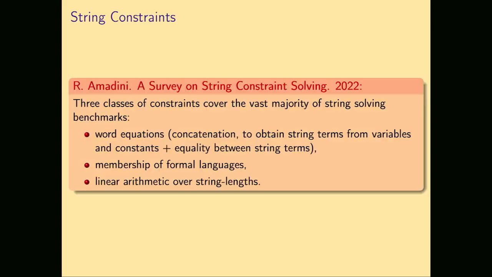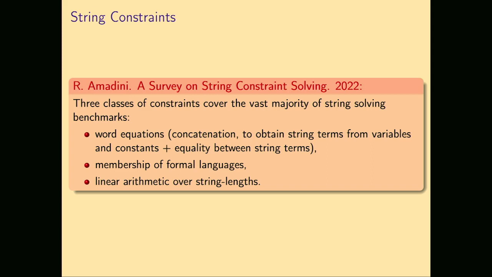And there was a survey published in 2022 by Roberto Amadini, a survey on string constraint solving, so it suits very well our topic here. And one of the key takeaways from this survey was that there are actually 3 classes of constraints which cover the vast majority of benchmarks. And these are the word equations. And here we can even go a bit more fine-grained and say that we have concatenation as an operation to obtain longer string terms from variables and constants by simply concatenating them, and the equality between string terms. So, these are the key ingredients of word equations.